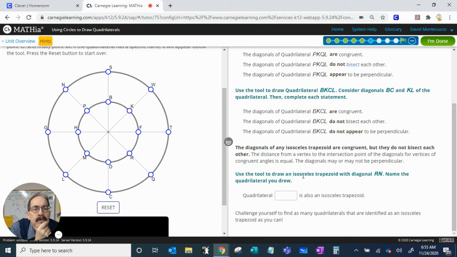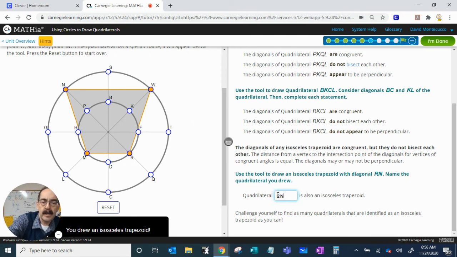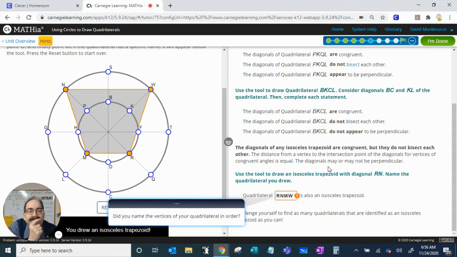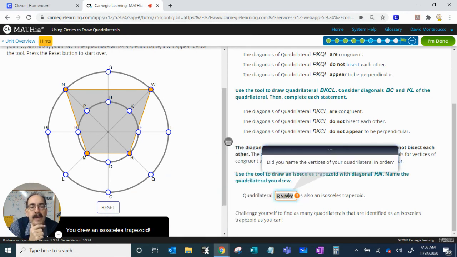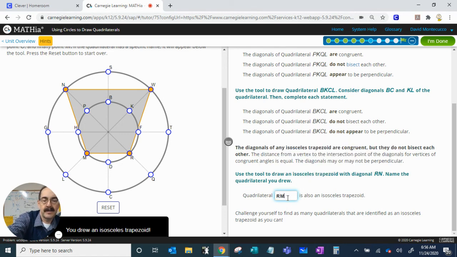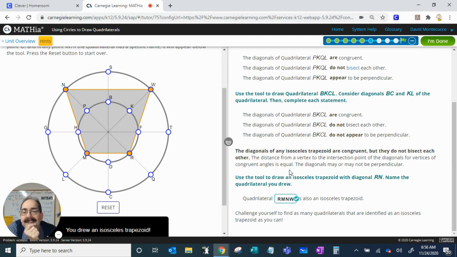Use the draw tool with a diagonal RN. That's going to be a diagonal. Ding, ding. Oh, R, M, N, W. It was upside down. Okay. R, M, N, W. In order. R, M. Dyslexic, huh? No. R, M, N, W. There we go. Phew. Okay, so I think we're halfway.